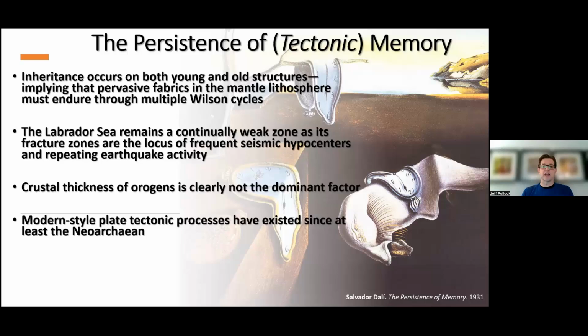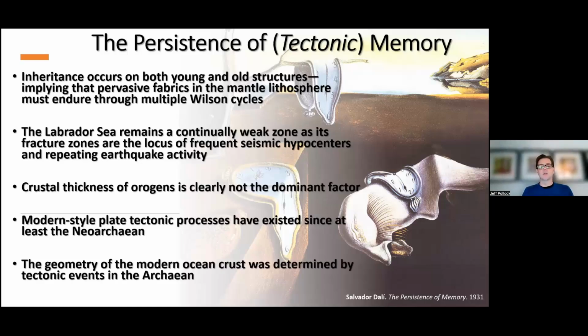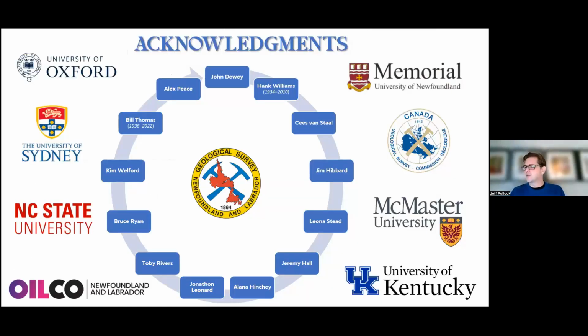These observations state that probably modern style plate tectonics must have existed since at least the Neo-Archean. So it perhaps gives us a time rate for when plate tectonics began. And ultimately the modern ocean crust and its geometry and the features within it were determined by tectonic events in the Archean. And I guess that's the last point I want to make on this. We think of how the modern crust could be influenced by Archean tectonics. It's kind of impactful. So that's all I have to say, and thank you very much.